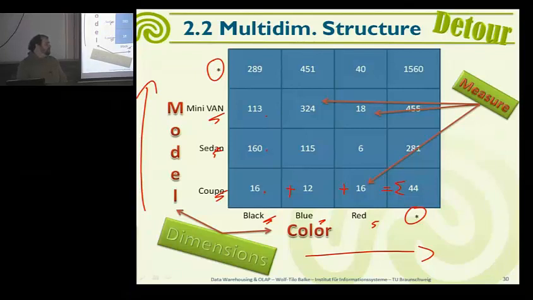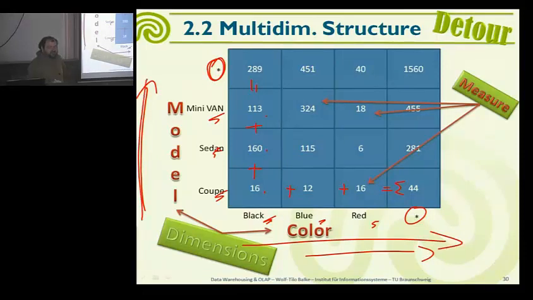Right? This is basically the idea that you just take the sum of everything, all the colors. This is star, right? And then you break it down in red, blue, black. All the models again is star, and then you break it down in minivan, sedan, coupe. So this is also just the sum again of the whole number. And in data warehousing talk, you call these things dimensions, right? Because they're different views, they're different data accesses.